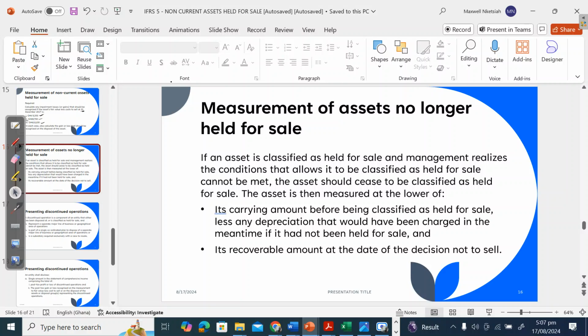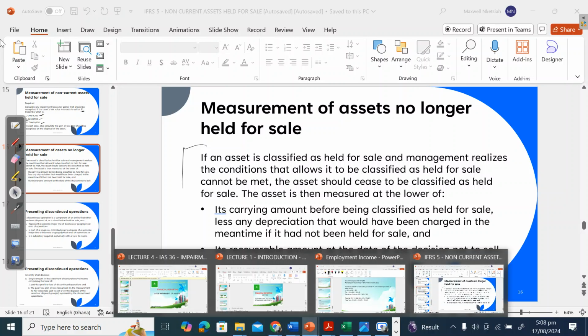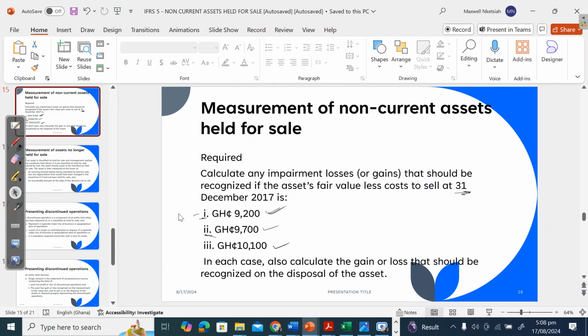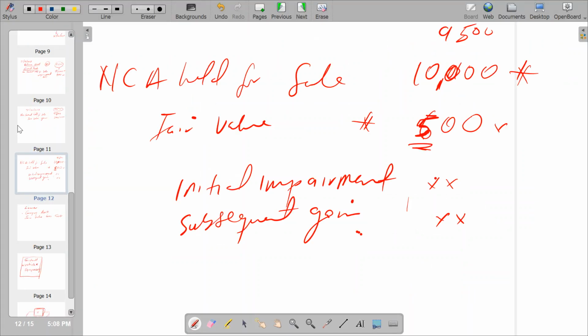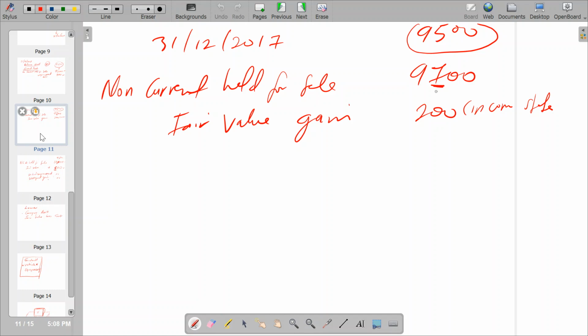Okay, now it's possible that we can classify an asset as held for sale. Okay, I think we didn't finish with our question. Let's go back. It says that in each case, calculate the gain or loss that should be recognized on the disposal of the asset. Okay, and that's what we missed. All right. So the asset was sold in May 2018, and it was sold at 9,400. So they are telling us to find the profit on the sale.